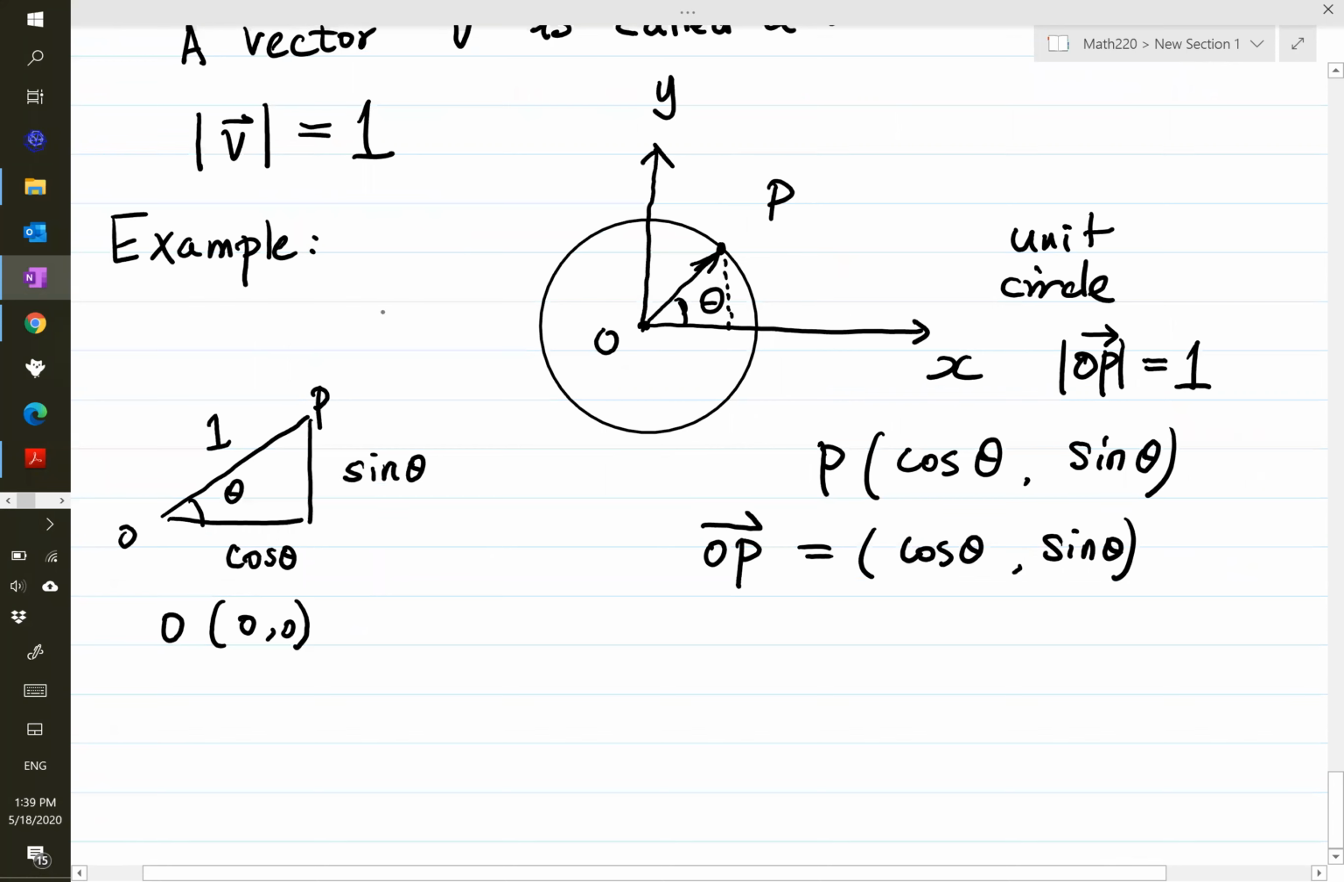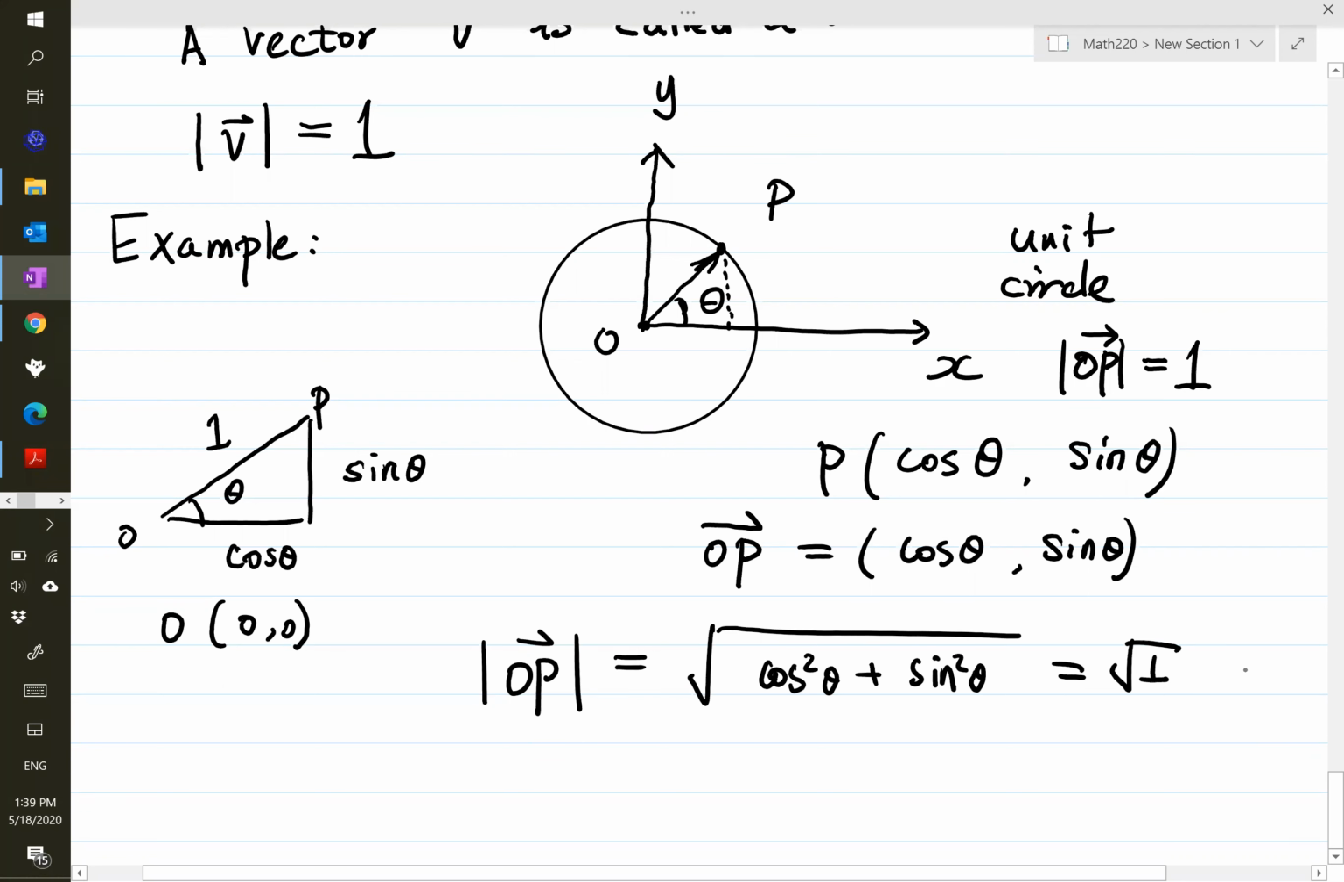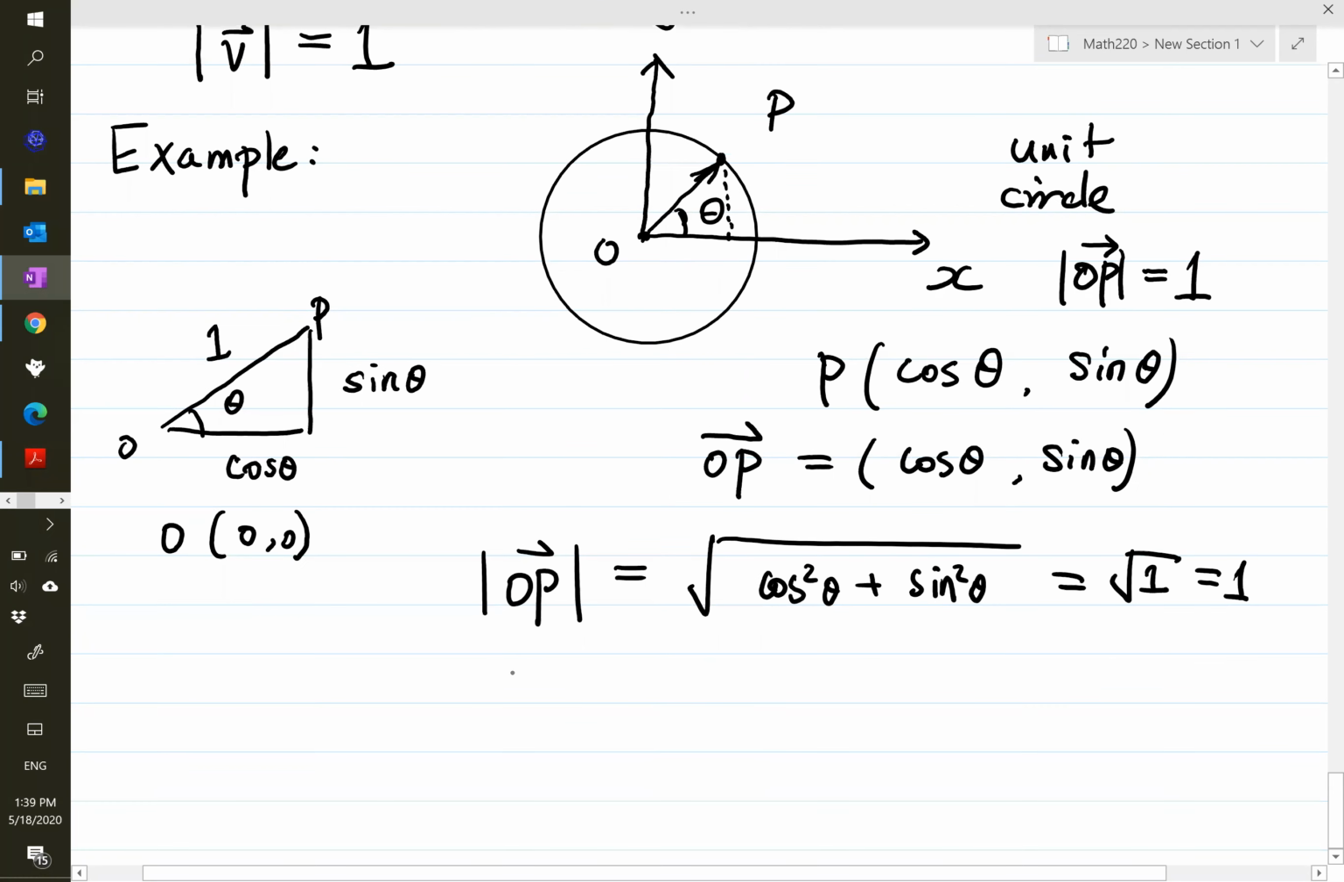Now OP, of course, there's no surprise. The magnitude of OP, by the Pythagorean theorem, is the square root of cosine squared plus sine squared, which is the square root of 1, which is 1. So OP is an example of a unit vector.